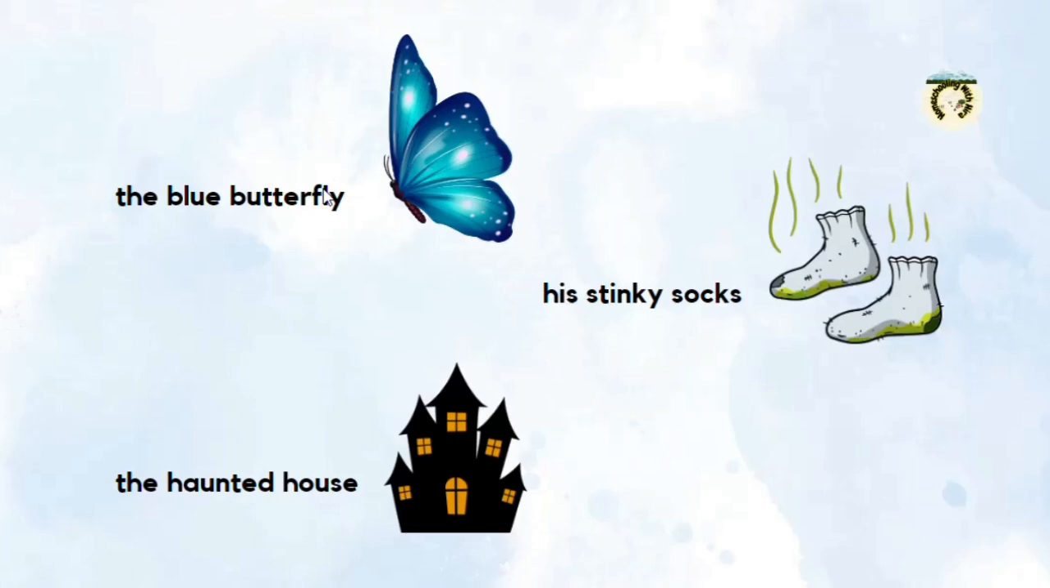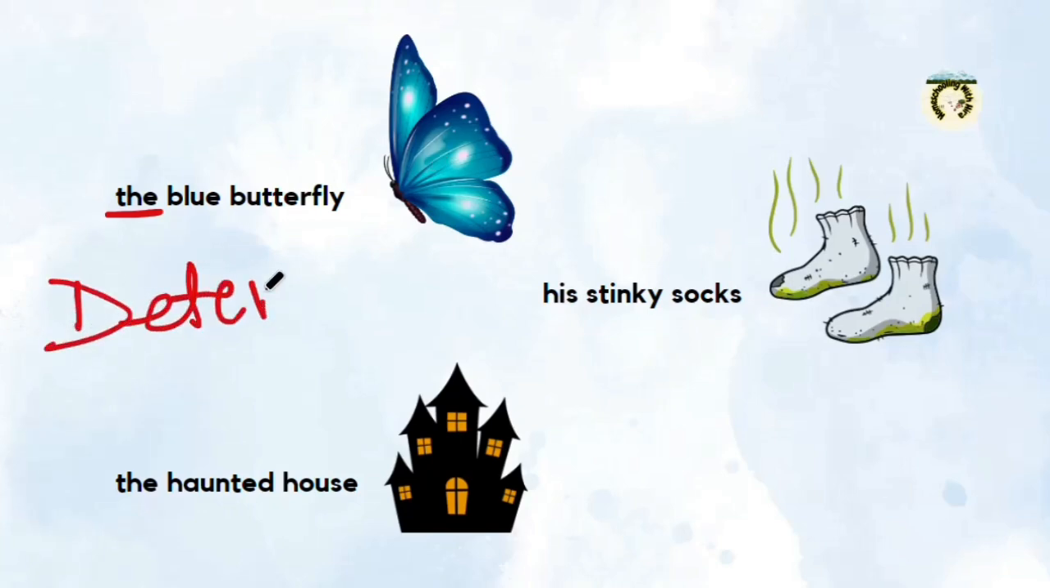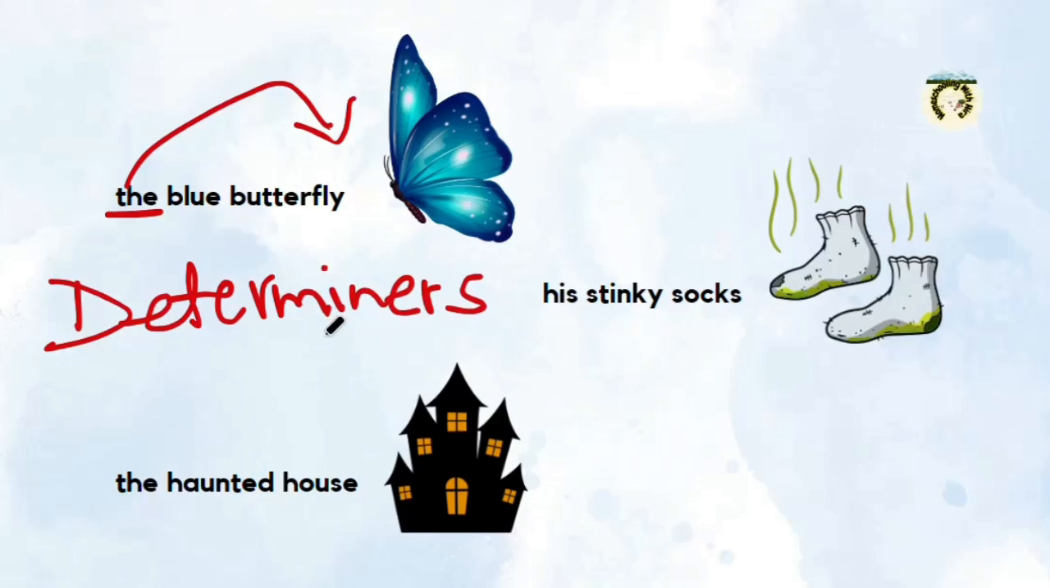The blue butterfly. Butterfly is a noun. The and blue are modifiers. They are giving us more information about butterfly. If you don't know how "the" is modifying it or how "the" is giving information about the butterfly, you can find a link in the description box that is all about determiners. So you can just check that out and learn about determiners to understand how "the" is modifying butterfly.